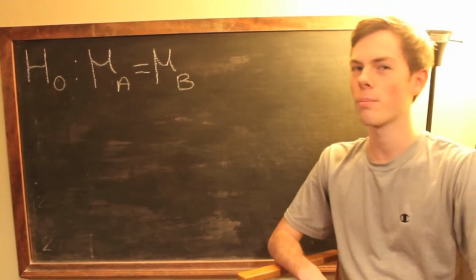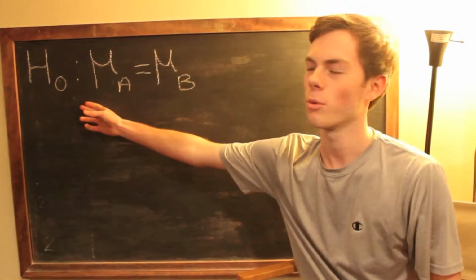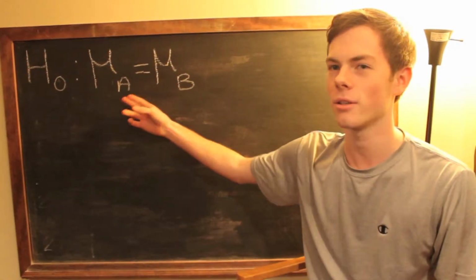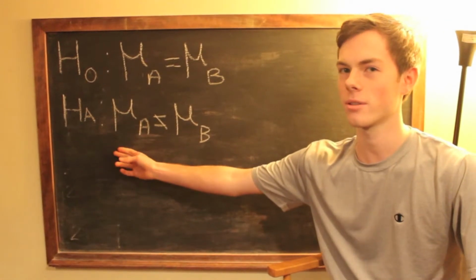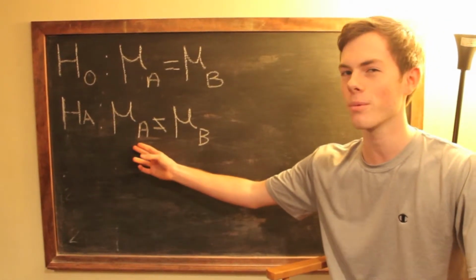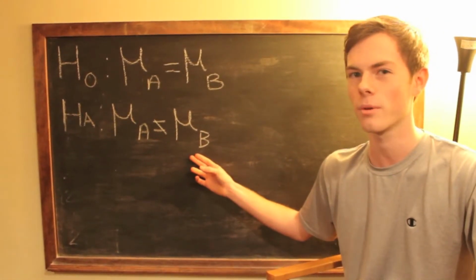First, we state the null hypothesis, which we will be testing. We assume that the mu of company A is equal to the mu of company B. Next, we will state the alternative hypothesis, which in this case is the mu of company A is not equal to the mu of company B.